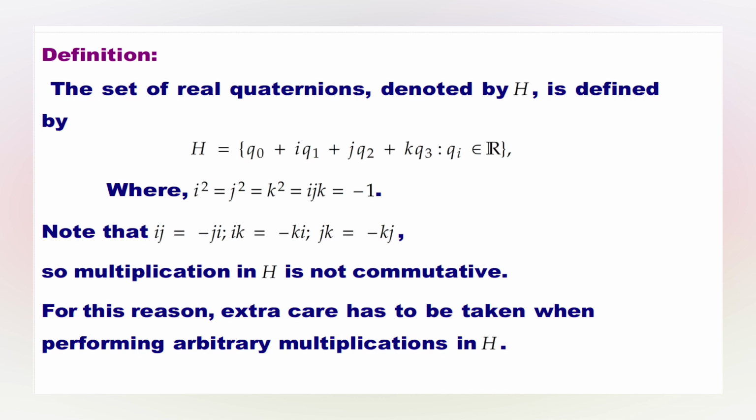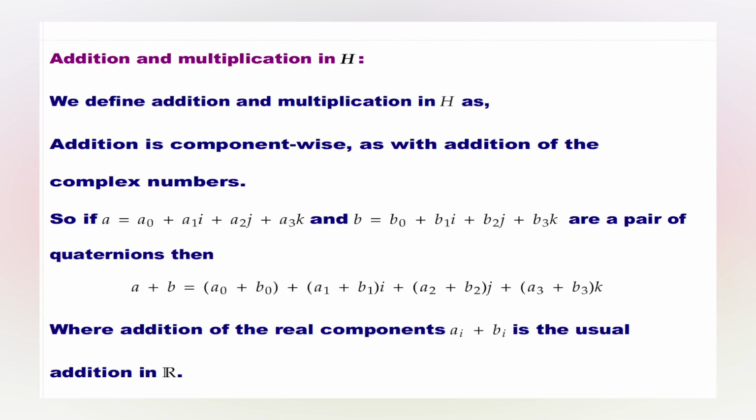Note that ij = −ji, ik = −ki, jk = −kj. So, multiplication in H is not commutative. For this reason, extra care has to be taken when performing arbitrary multiplications in H. Now let's see addition and multiplication in H.